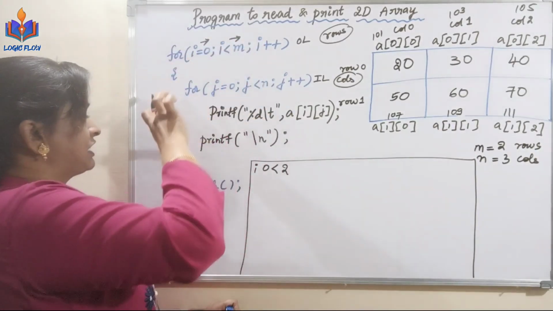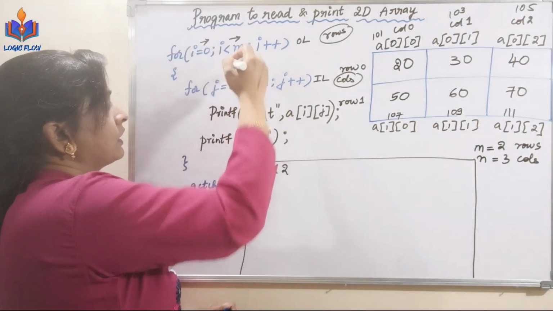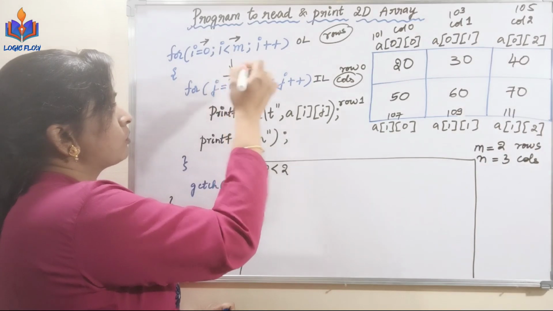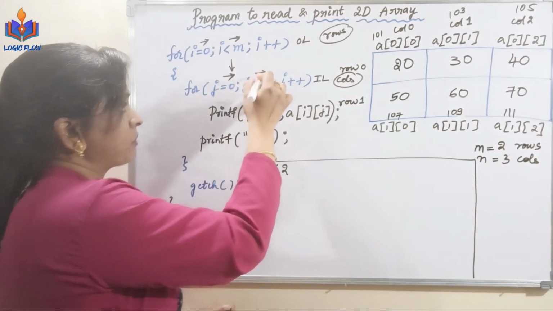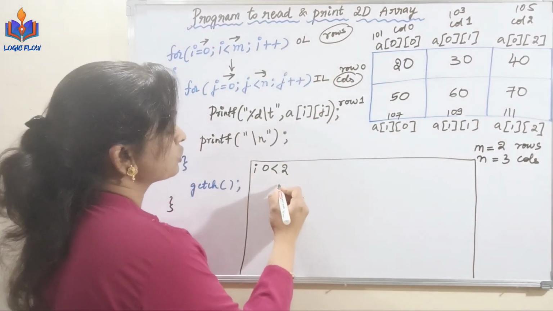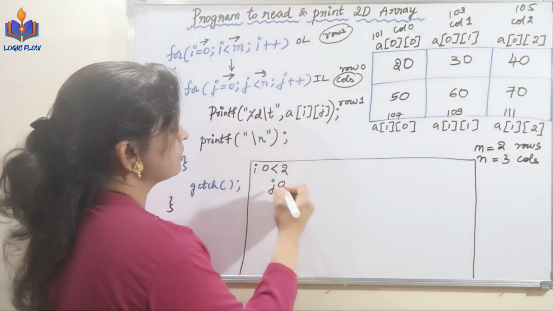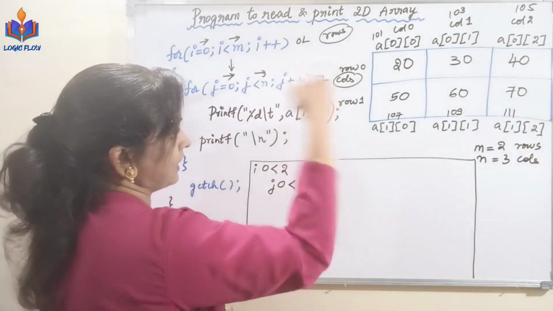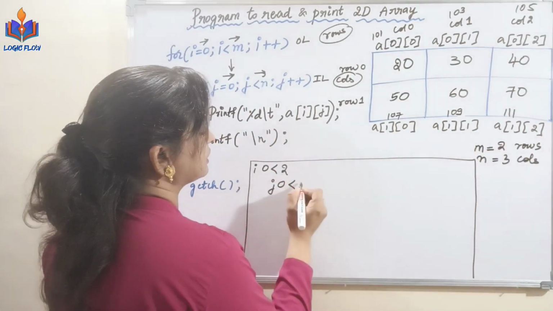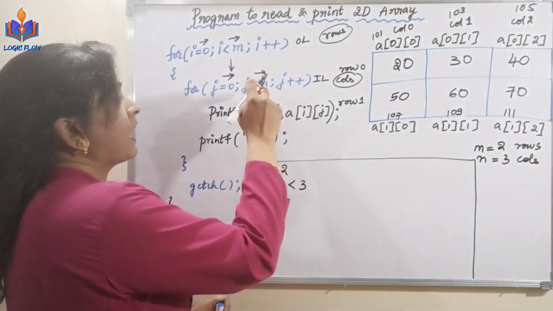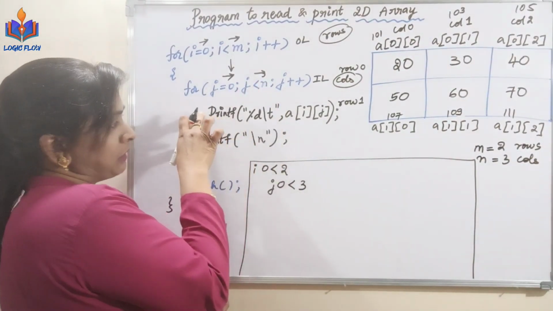Get inside this block. Inner loop starts. J equal to 0, J less than n. So, I am starting with the columns now. This is the J value, 0 less than n. N means that is 3. Condition true. Execute. See, you have two statements actually.